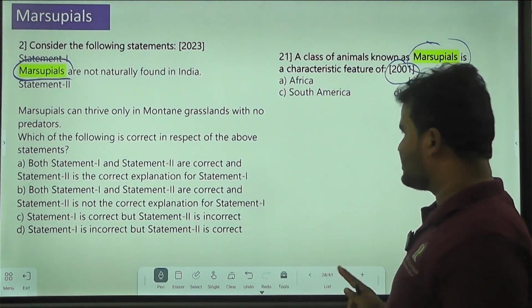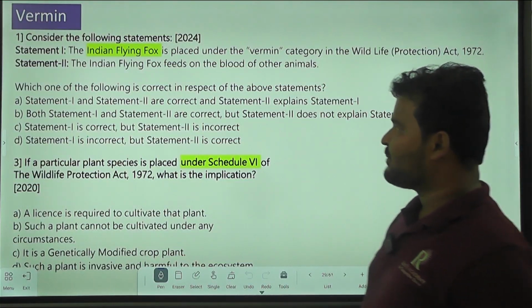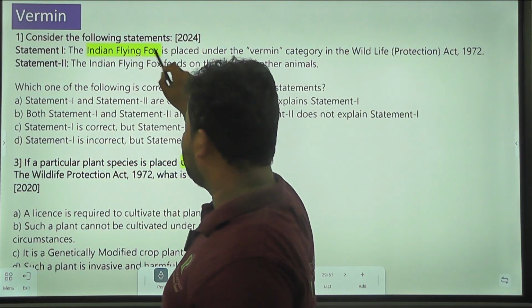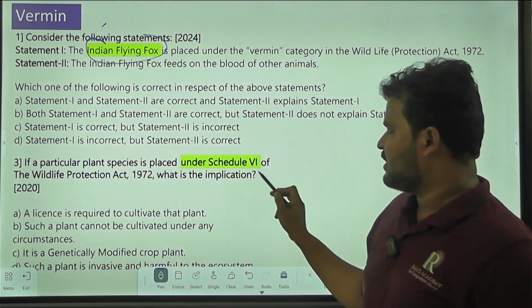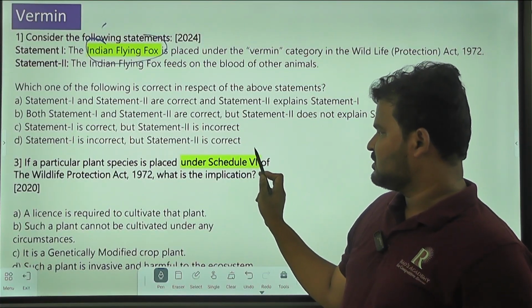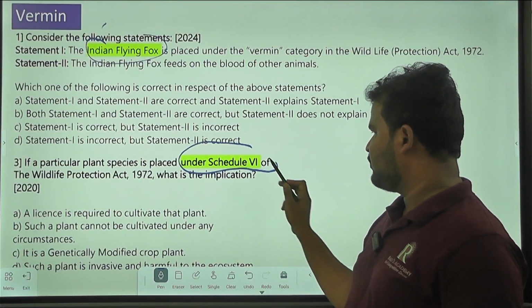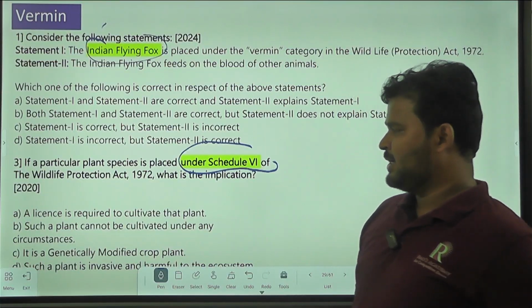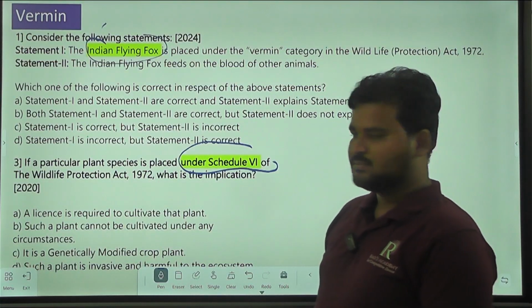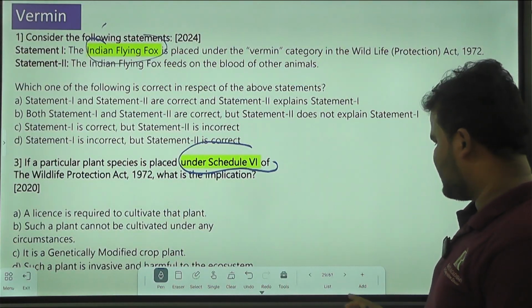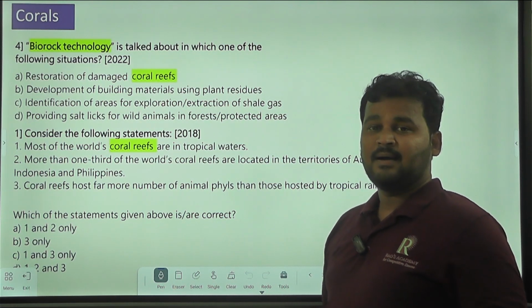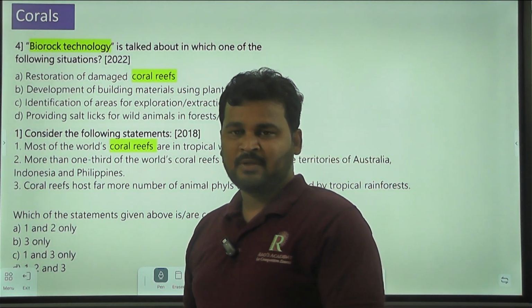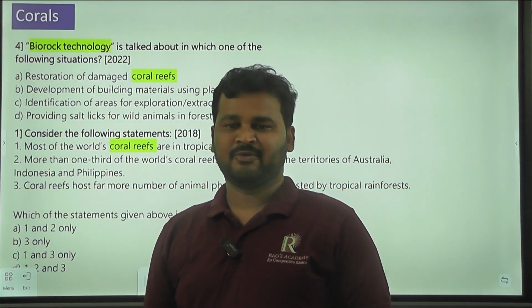So such type of questions are coming here. And vermin, like consider vermin, Indian flying fox. And again they are asking about schedules, Schedule 4 and 6 of the Wildlife Protection Act 1972. So we have to know particular animals and their schedule as per the Wildlife Protection Act 1972.